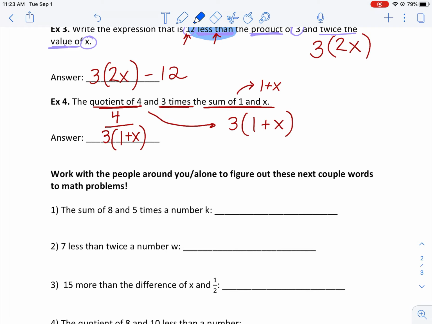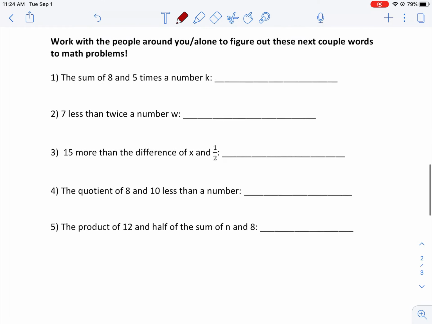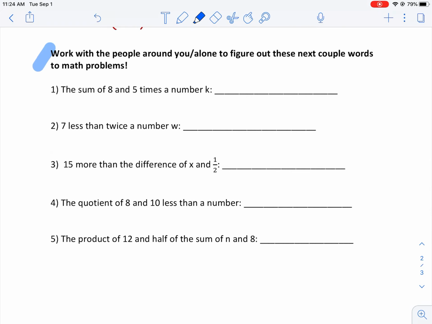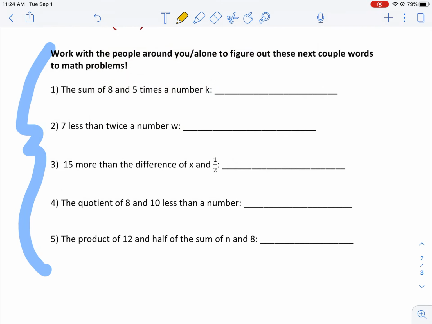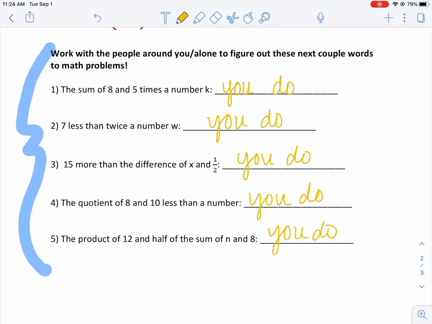Quotient has to do with division. Quotient of 4 and blank. If it helps, think of the quotient of 4 and 2, we would write 4 over 2, but instead of 2, we have to do all of that. Now, this is where you guys are going to fill in. I'm going to write, you do, just as a reminder. Okay, cool.